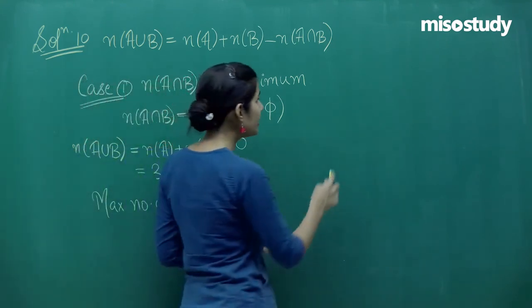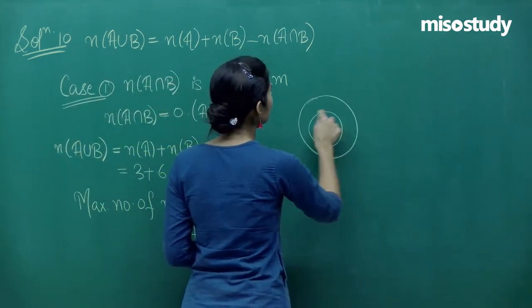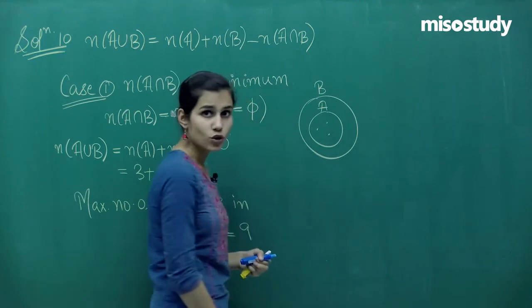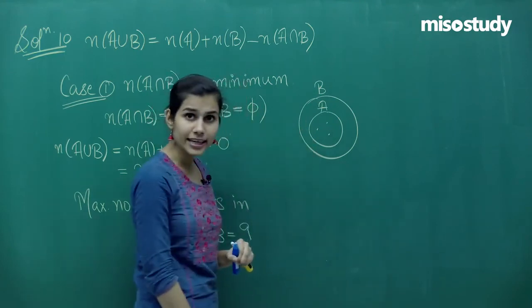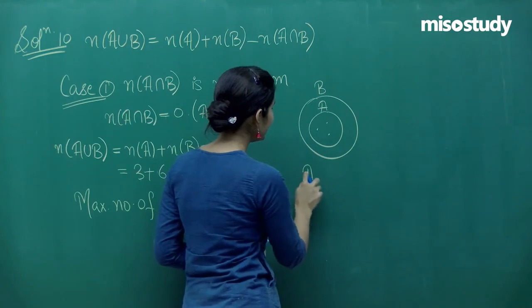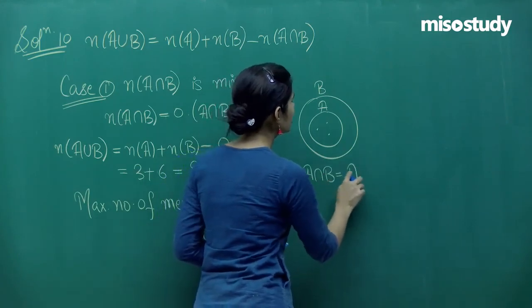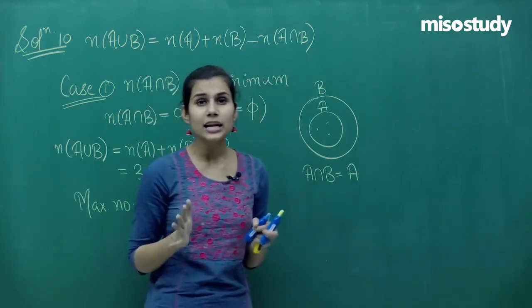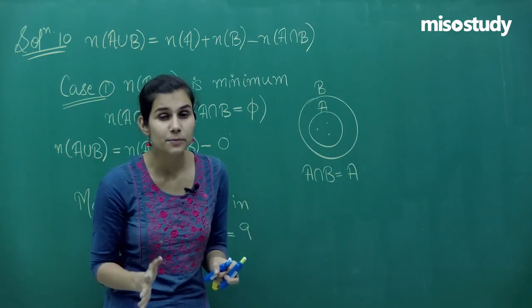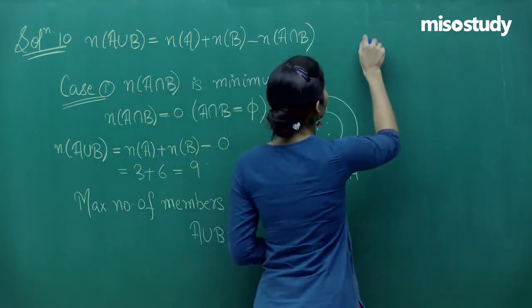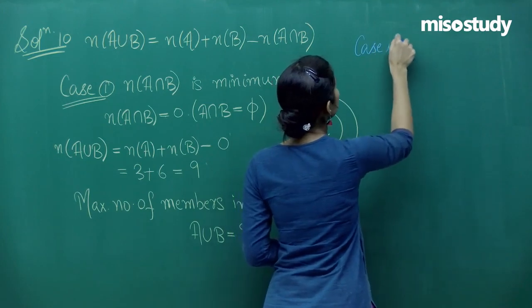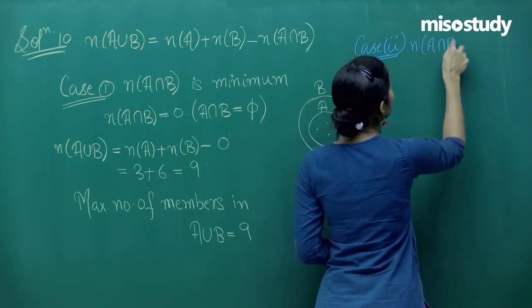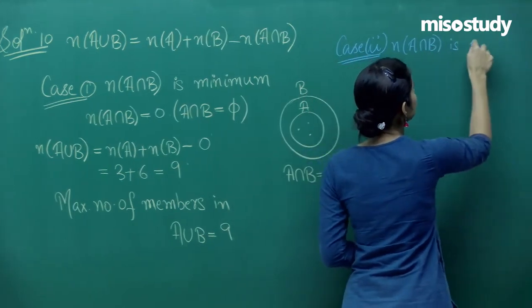What will be the scenario then? In that case, this will be my B and this will be my A. All the 3 members of A will come inside B only. In that case, A intersection B will turn out to be A. And therefore, in this particular case, the number of A intersection B will be maximum, which is 3. So I come to case 2, when the number of members in A intersection B is maximum.